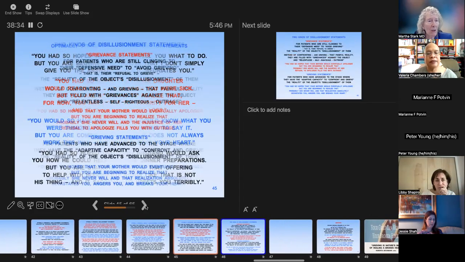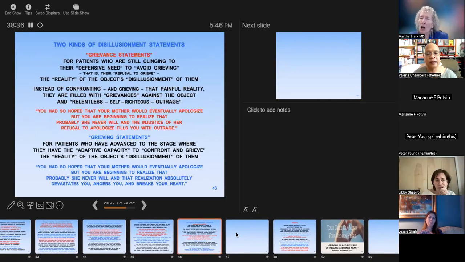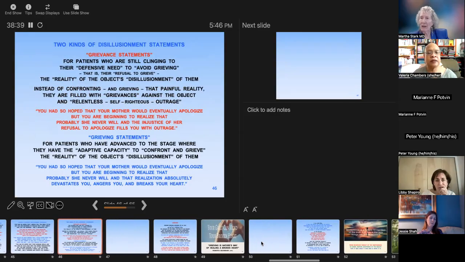Next page, please. Okay, so now the two kinds. If you try to do it tomorrow with a patient or whatever, you may find yourself feeling like, oh my God, this so doesn't work. So there are grievance statements for patients who are still clinging to their defensive need to avoid grieving, that is, the refusal to grieve the reality of the object's disillusionment of them. So instead of confronting and grieving that painful reality, they are filled with grievances. Grievances are unmourned disappointments, grievances against the object and relentless self-righteous outrage.